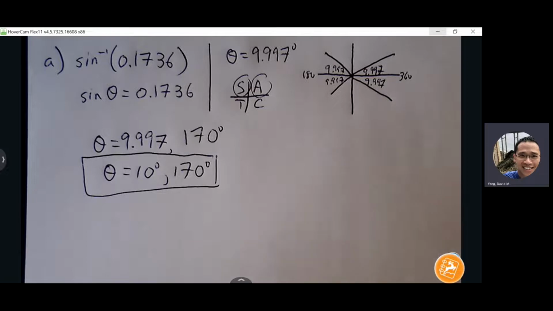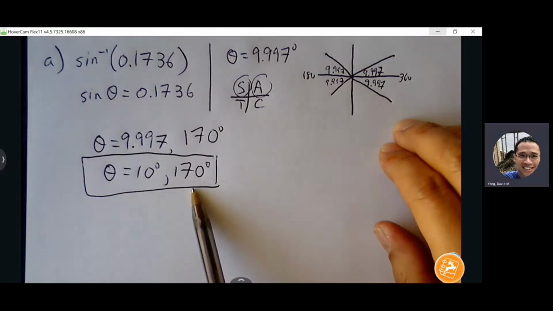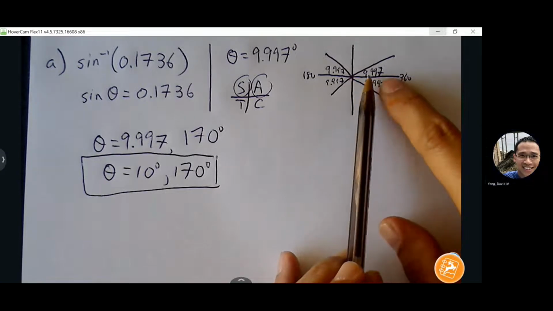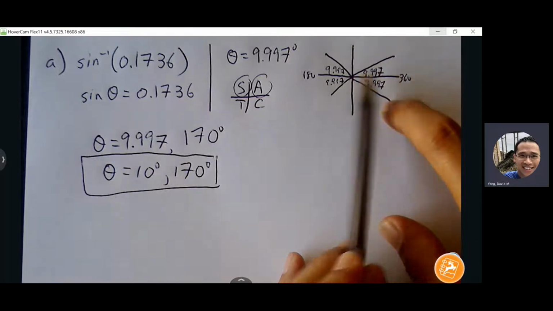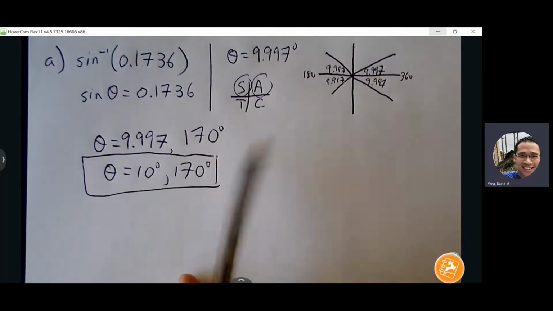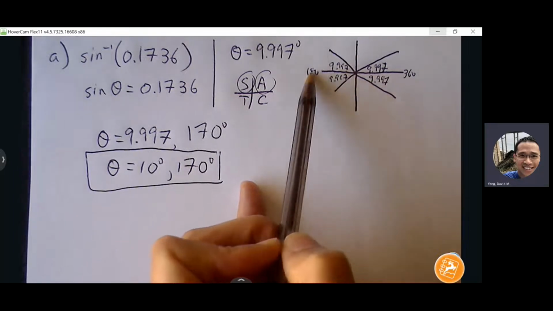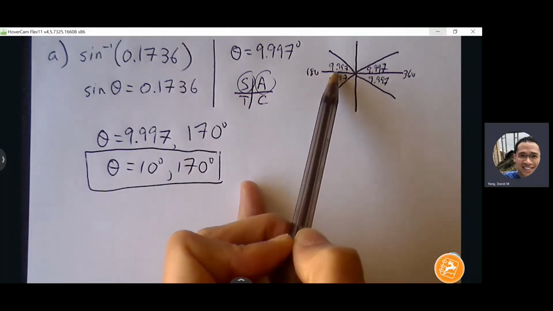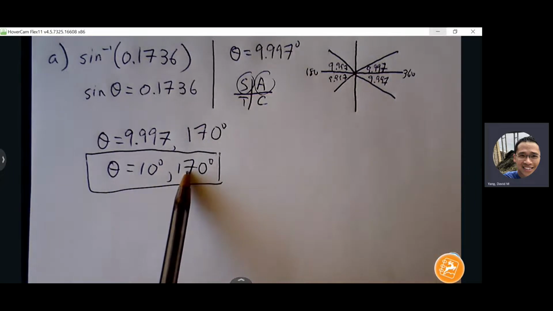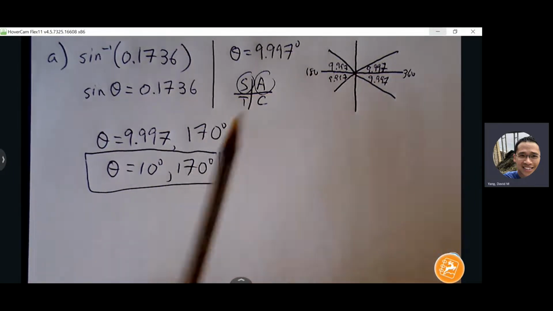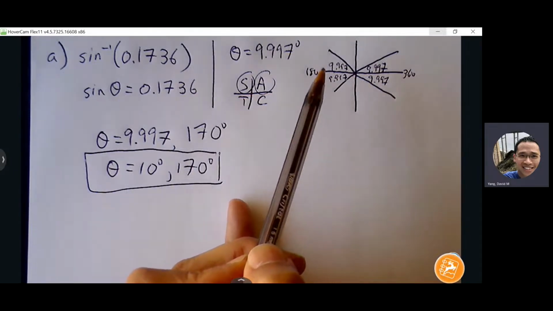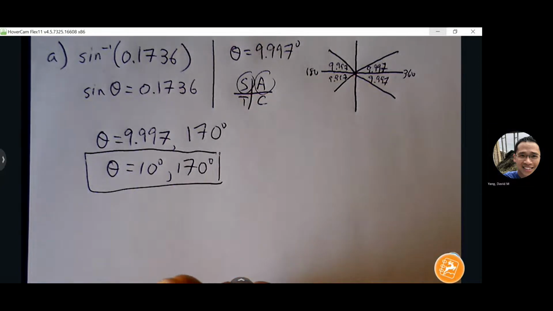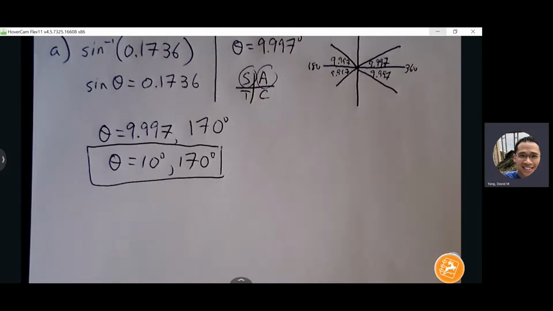Yeah, 170. So we know we're dealing with the first and second quadrant, right? So 9.997 is the first quadrant degree measure. We want to find a measure that's in the second quadrant, but that has to be 9 degrees away from 180 degrees. So 180 minus 9 degrees will be 170 degrees. So you always use your reference angle to figure out which angle measure you're looking for in the correct quadrants. Good. Any other questions? Okay, let's look at part B.